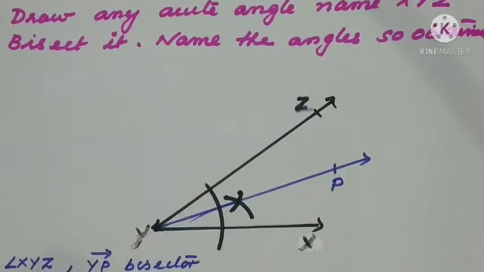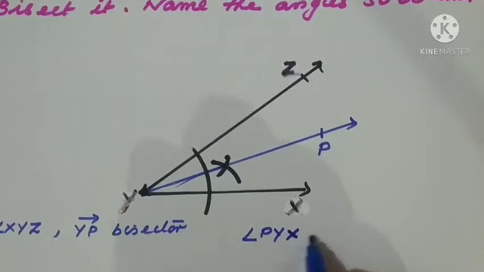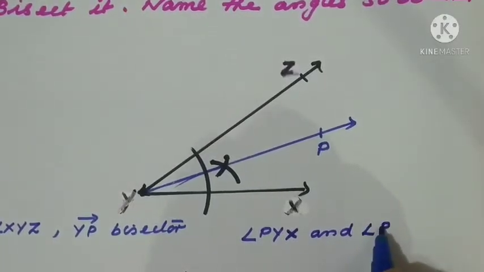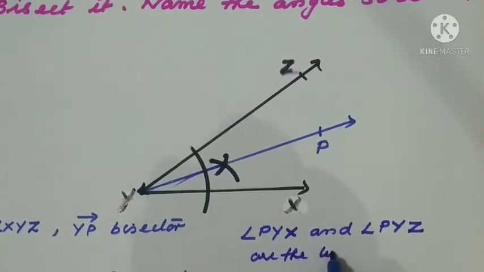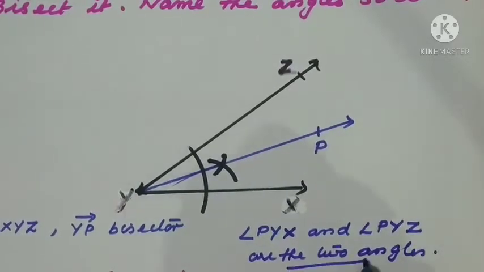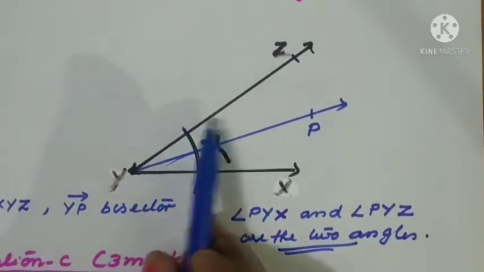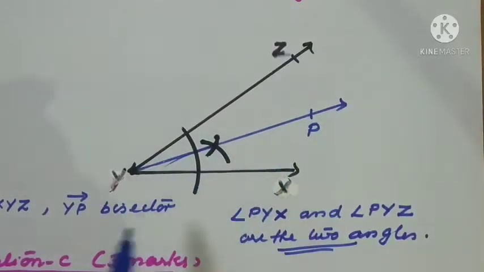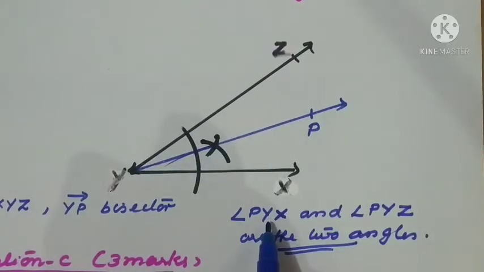Now which angles did we get? We got angle PYX and angle PYZ, the two angles. So what we have done here: first an acute angle less than 90 degrees, after that the bisecting property. So for XYZ, YP is the bisector, and the names of the angles are angle PYX and angle PYZ.